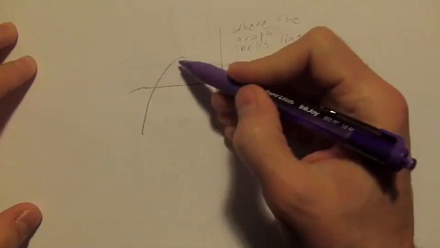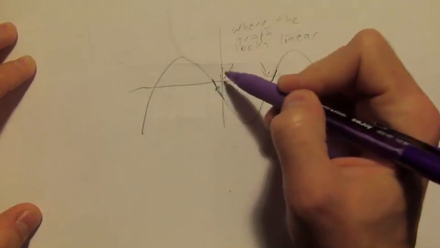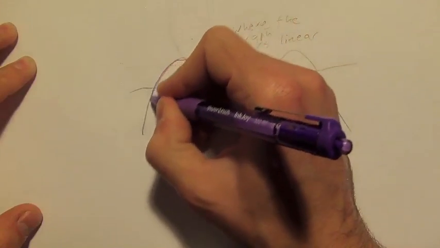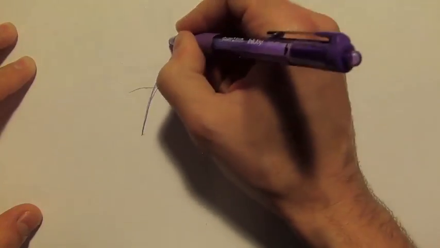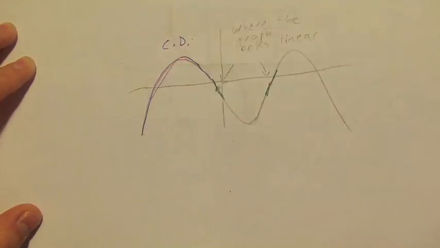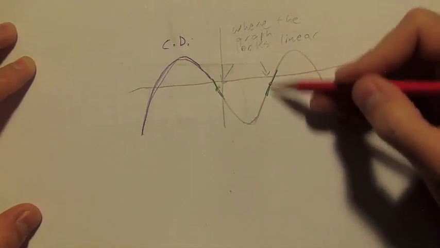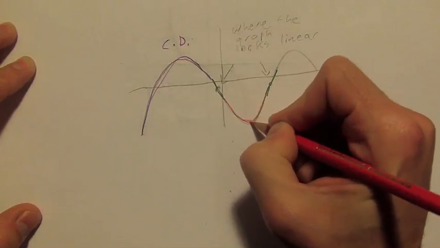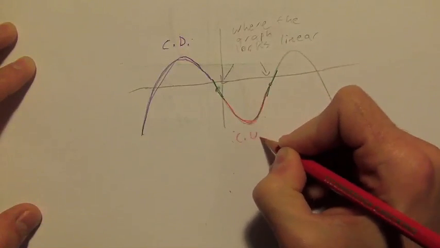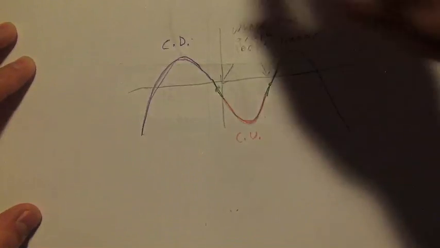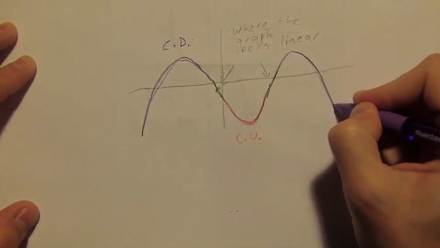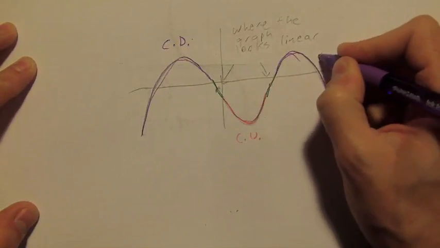So what's my concavity here? Okay, this is a frown, right? So this is definitely concave down. What about in between here? That's a smile, so this is definitely concave up. And here, a frown, so this is concave down.